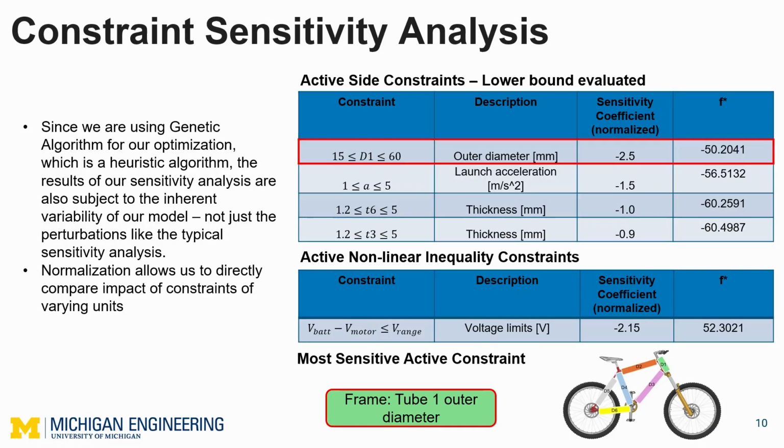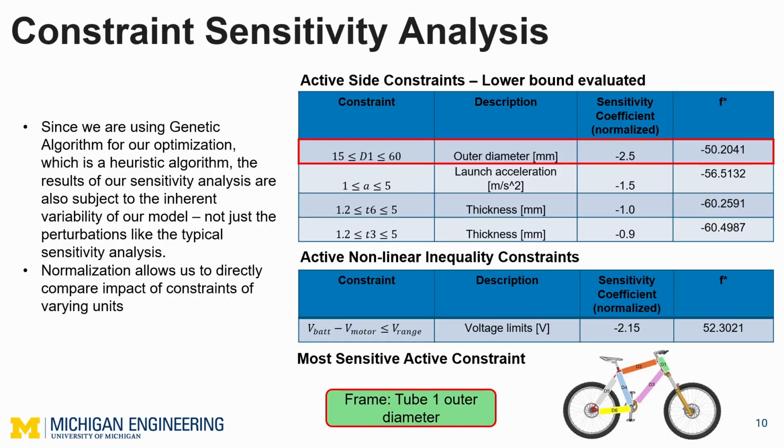Moving into our constraint sensitivity analysis, we evaluated all of our constraints: side constraints, linear and nonlinear equality and inequality constraints. However, listed here, we see the effects of our active constraints on our optimization model. What we have here is that the outer diameter limits on tube 1 of our frame subsystem ended up having the highest sensitivity coefficient, meaning as we loosened the lower bound on this limit, we had a significant difference in the e-bike range in comparison to our optimal range that we received in our optimal X star.